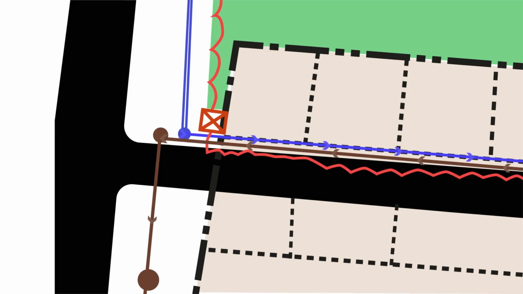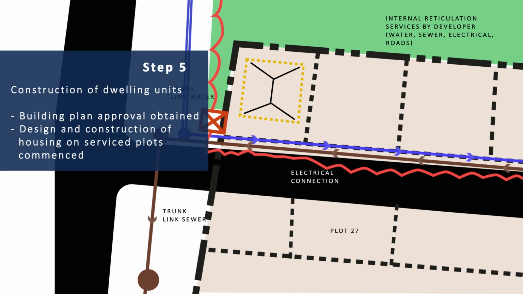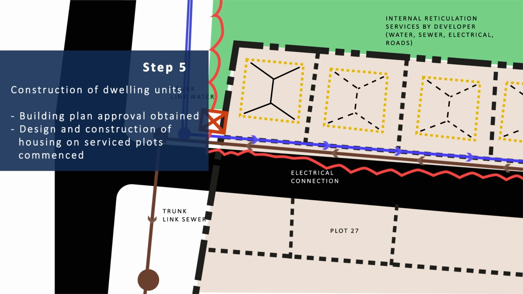Once the general plan and the subdivision diagrams have been approved and registered, and internal reticulation services installed to the satisfaction of the authority concerned, the fifth step is when the developer arranges the design and construction of the housing units. This step includes submission of building plans and obtaining building plan approval from the relevant authority. It also includes procuring construction services through tender or negotiation and proceeding with the construction of the housing.